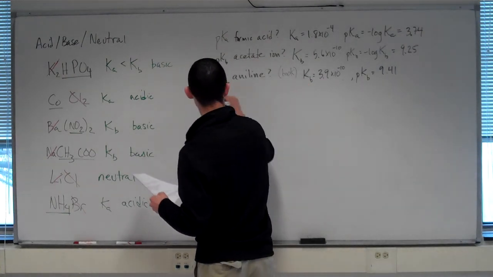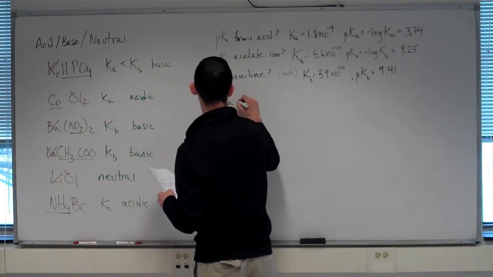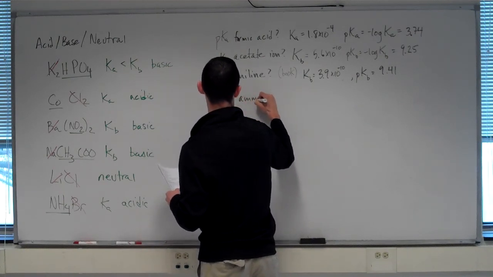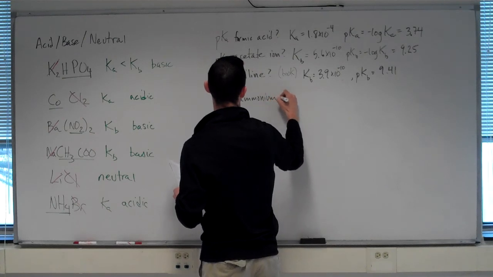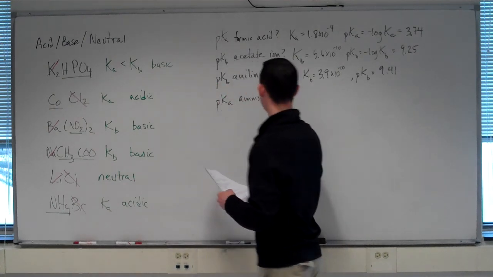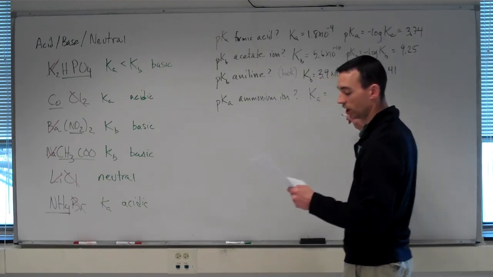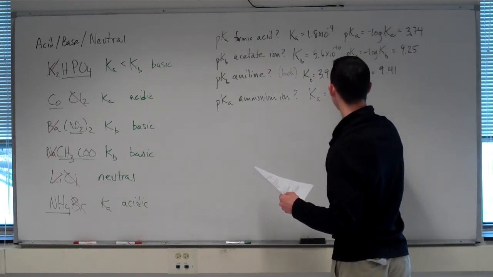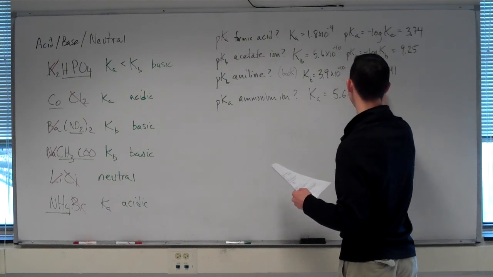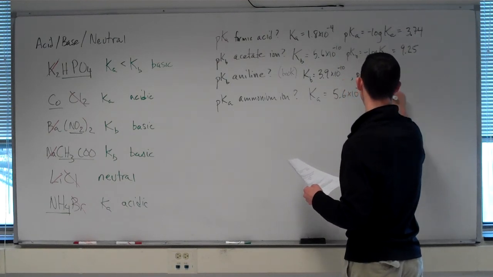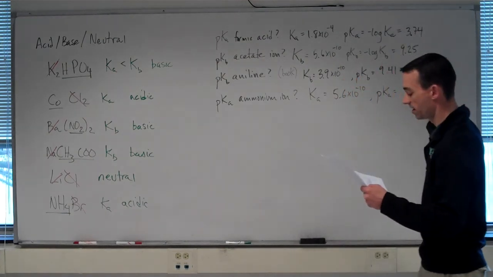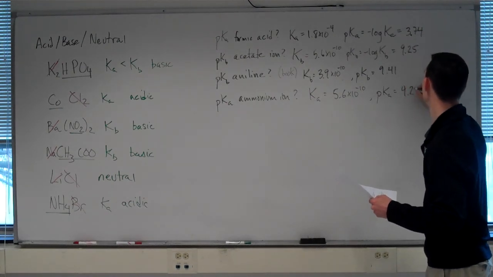The pKa of the ammonium ion. Ammonium ion is NH4+. It has a Ka on your chart, 5.6 times 10 to the negative 10. Thus, the pKa is the negative log of that, or 9.25.